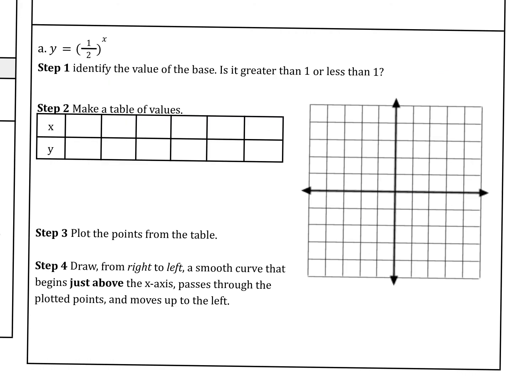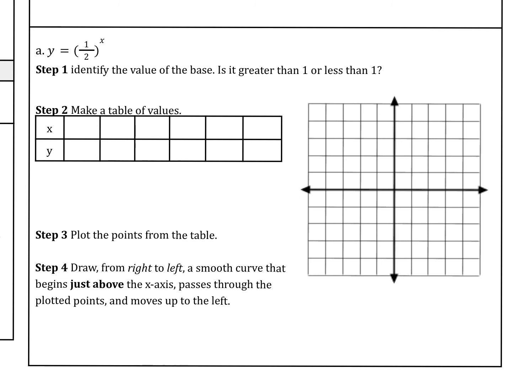Now you're going to tell whether this function is a decay or a growth. So first of all, you're going to identify the value of the base. So the base in this case is 1 over 2, and that is less than 1. So it's less than 1, then therefore this is going to be an exponential decay function.